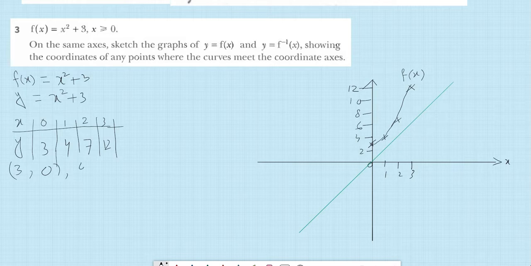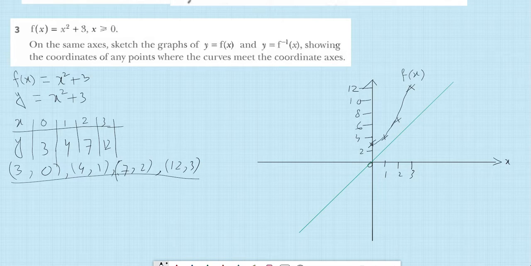This is (1, 4), which becomes (4, 1). This is (2, 7), which becomes (7, 2). (7, 2), not (-7, 2). And this is (3, 12), which becomes (12, 3). Okay, student. Now plot these 4 points.